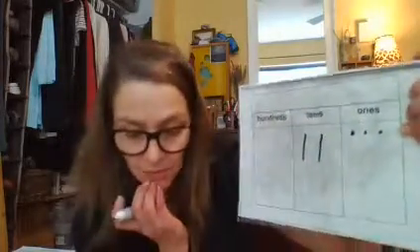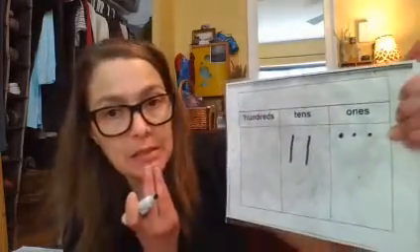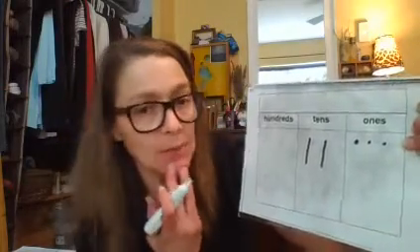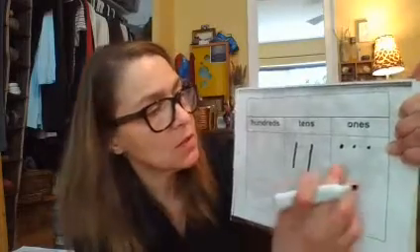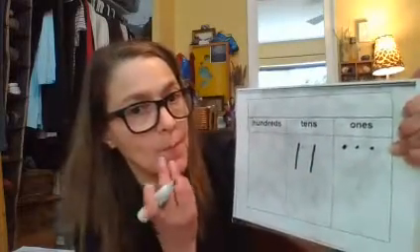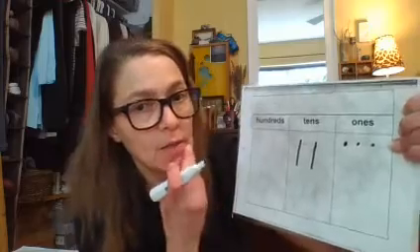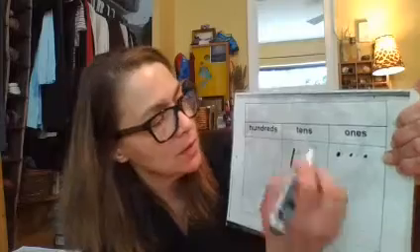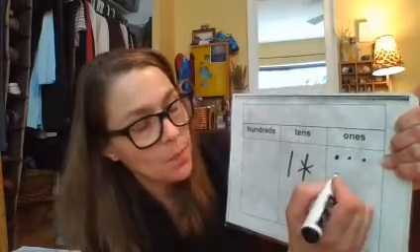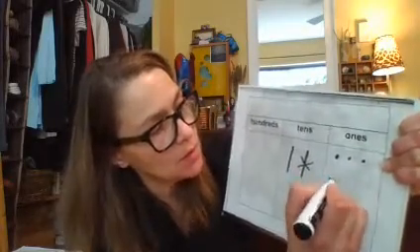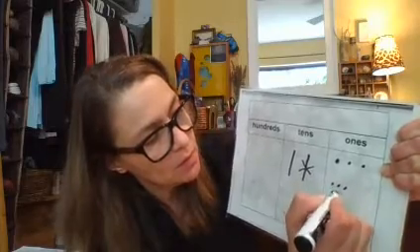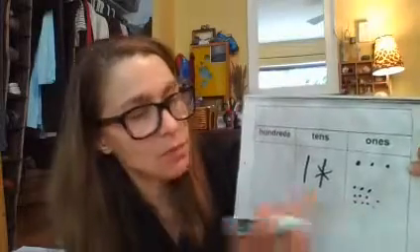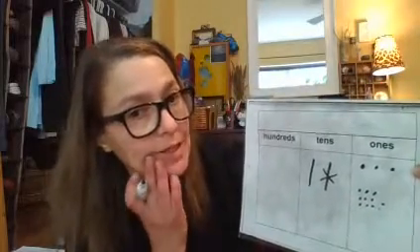Okay, so now we are going to take away 6. And this is where that exchange comes in, because we can't take away 6 from 3. So we are going to make an exchange. We're going to cross that out, and we're going to put the 10 ones into the ones. Okay, and 9 plus 1 is 10. So now we can take away 6.